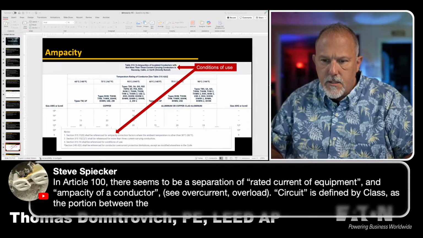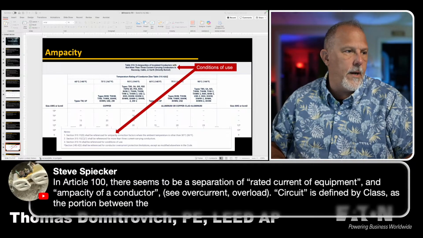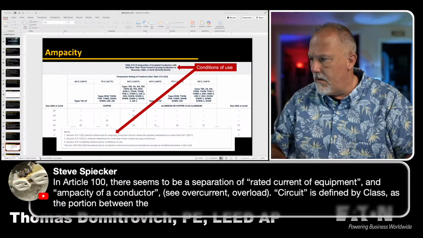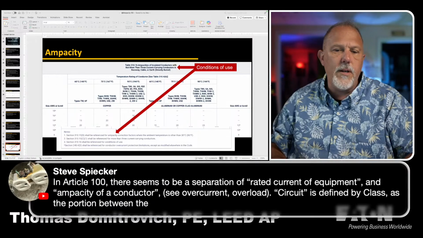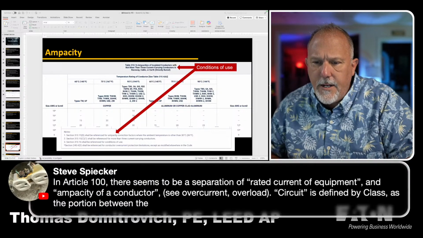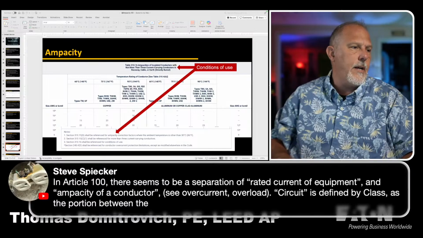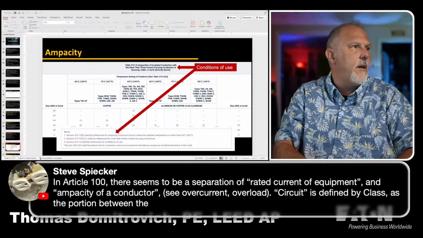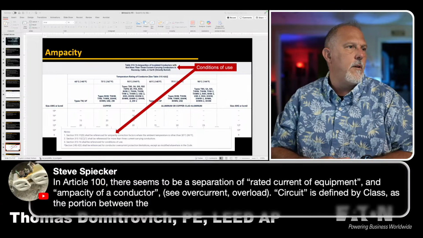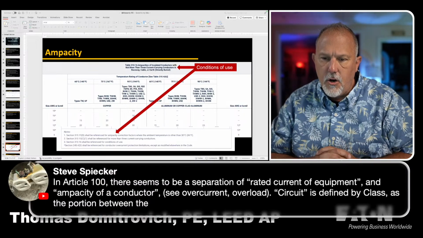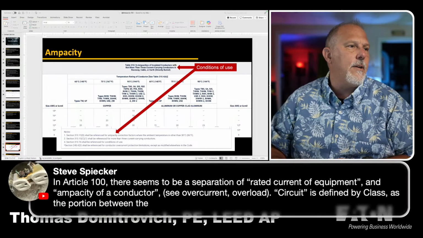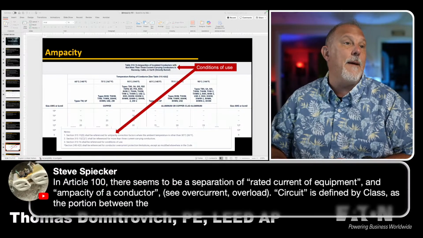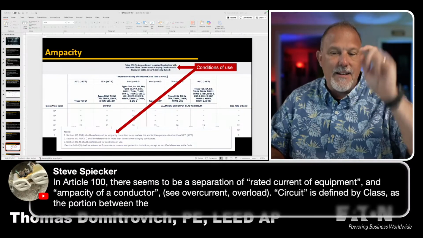This is not including the consideration of those items. Rated output power. Rated power. Rated... where do you see that? Steve, help me here. You said rated current of equipment. I'm not sure where you see that. See definition of overload and overcurrent. Yes. Any current in excess of the rated current of equipment or the ampacity of a conductor. Okay, gotcha. Now I'm with you.